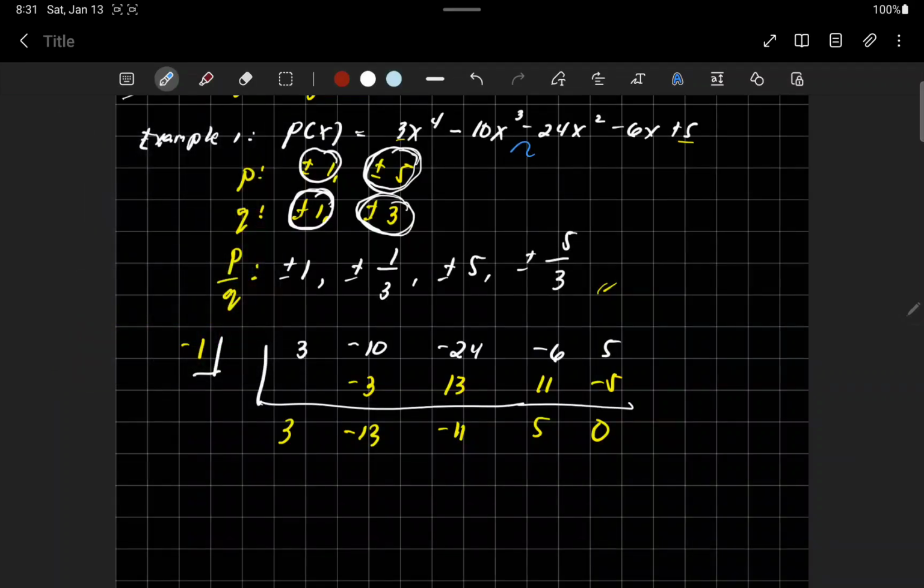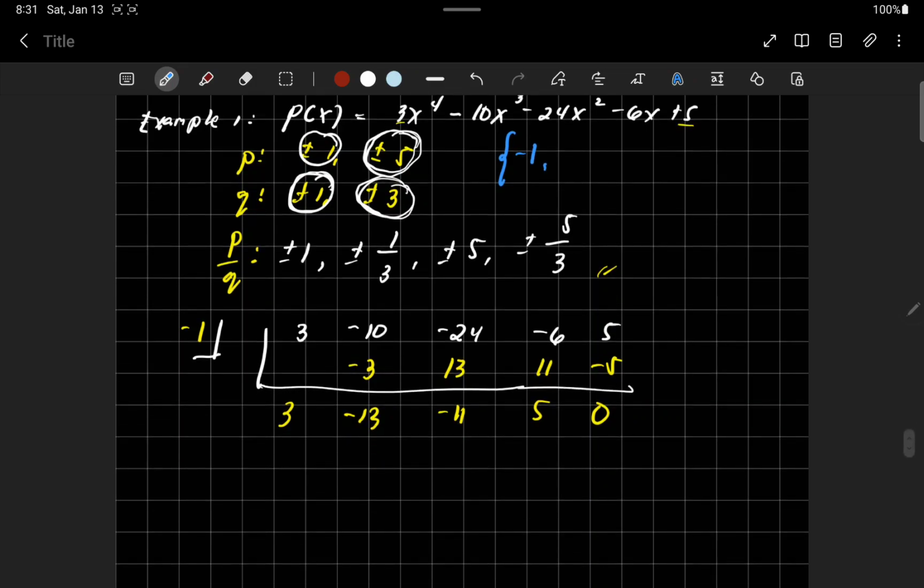So, we can rewrite our roots as, we have here negative 1. So, let's test for the other roots. So, if I were you, kung nahihirapan kayo with the fraction in synthetic division, unahin nyo muna yung mga whole number. So, let's test for positive 5.